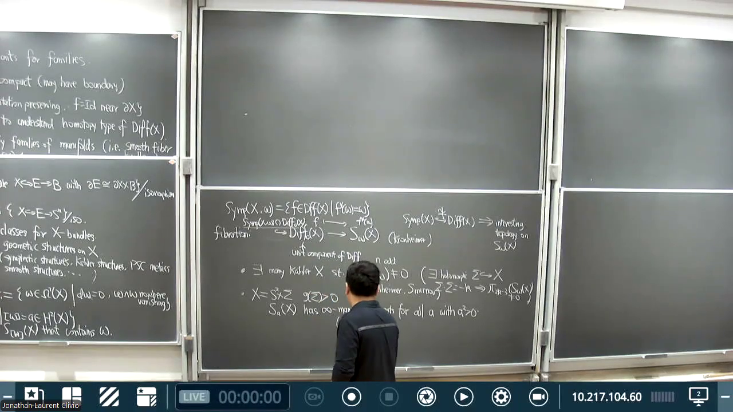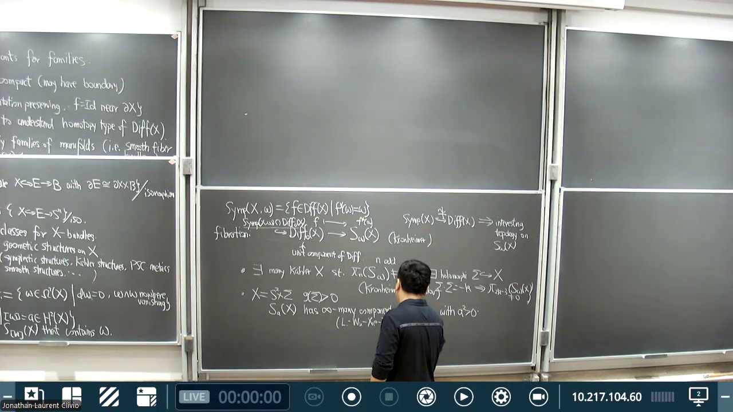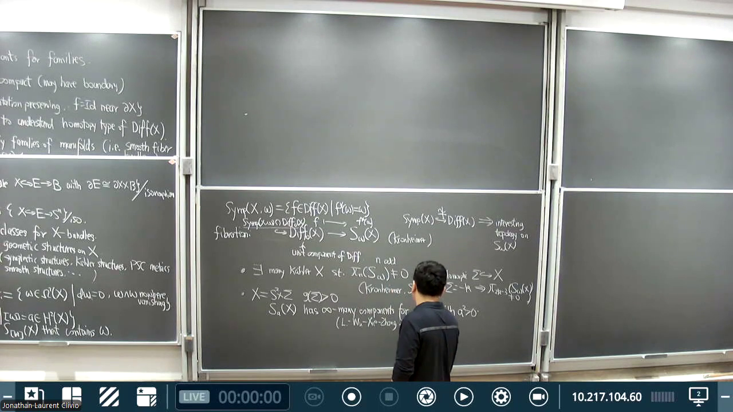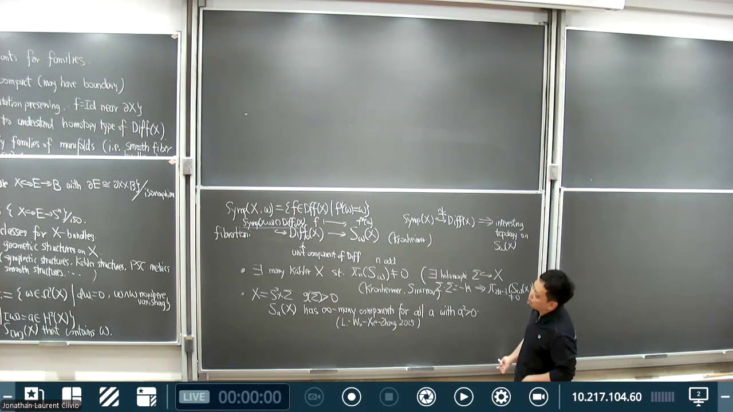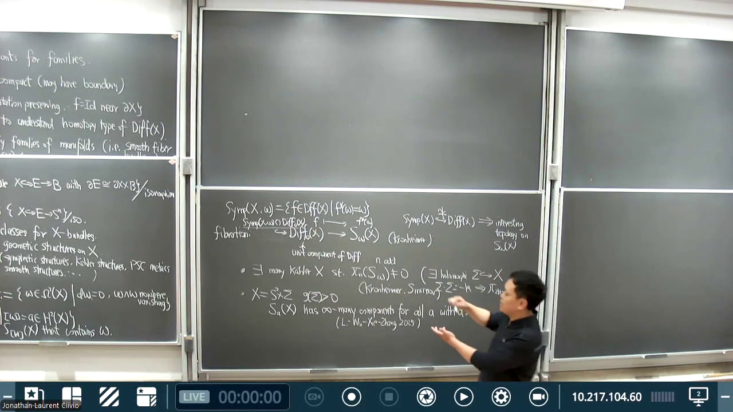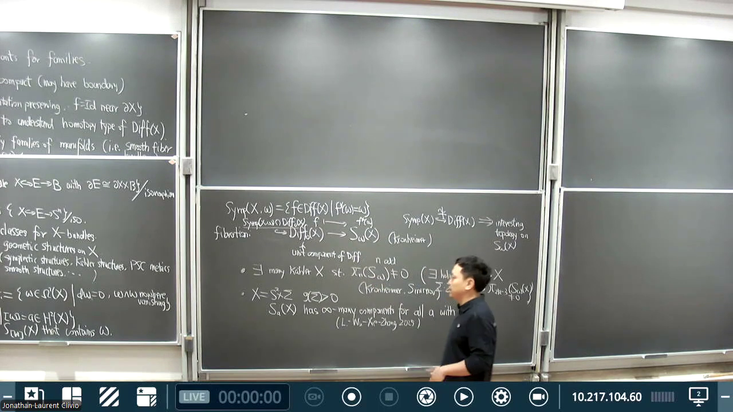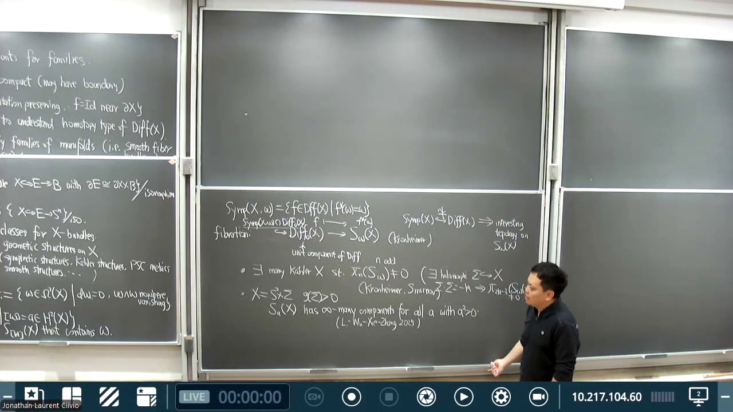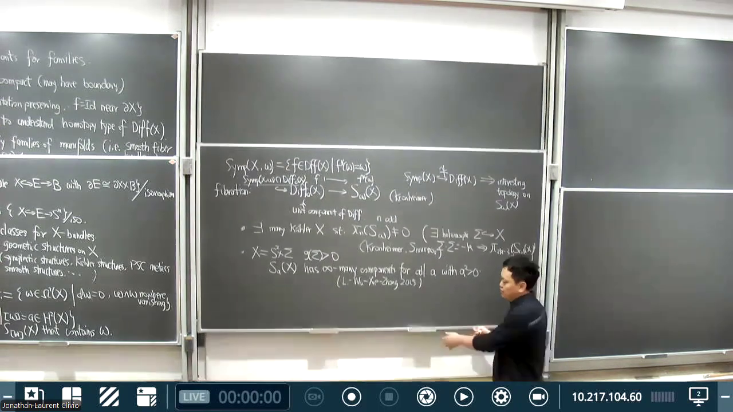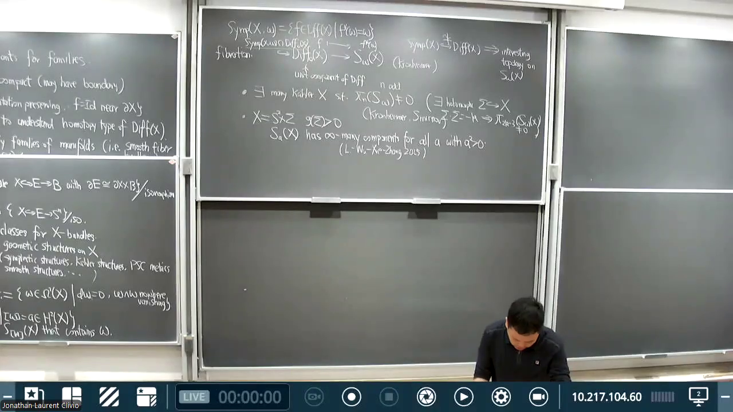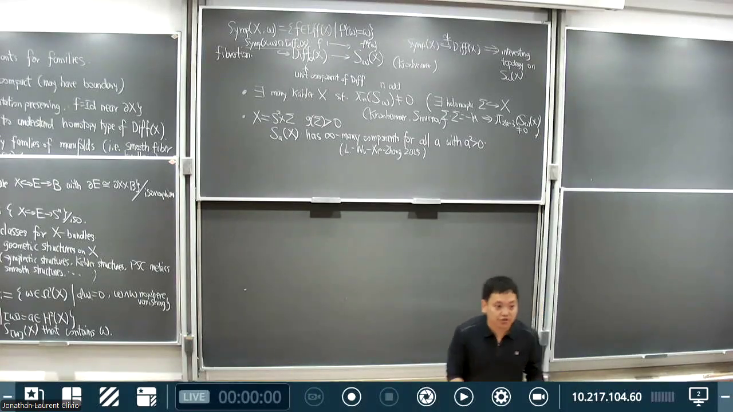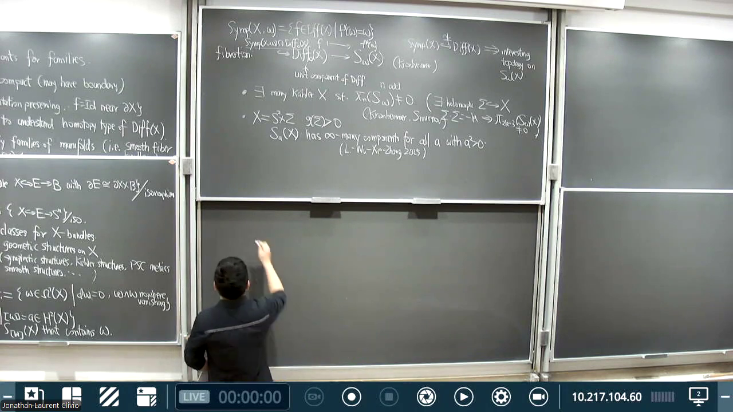So you can see that by studying the interaction of the symplectomorphism group and the diffeomorphism group, we get some interesting results about symplectic structures. And also, I want to talk a little bit about smooth structures.